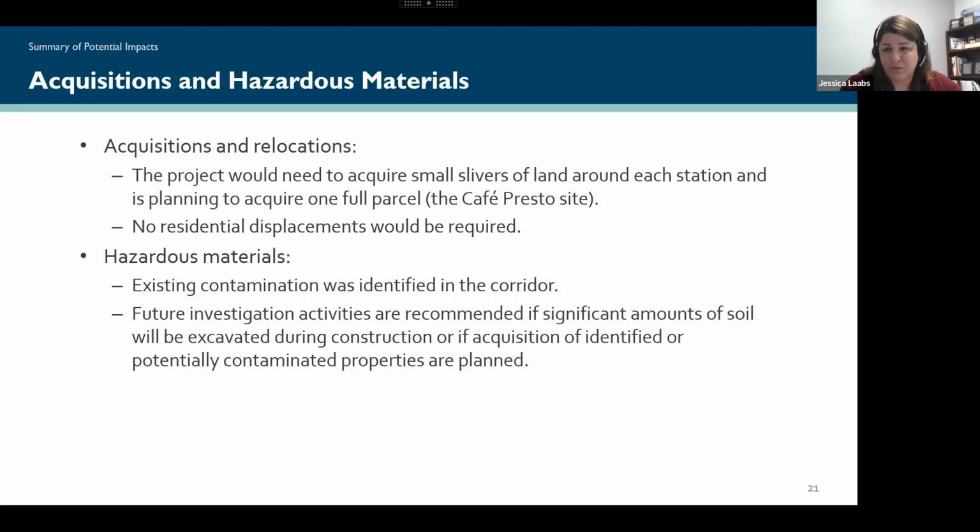The appropriate process will be conducted with the property owners on that. And just to reiterate, no residential displacements are required for the project.